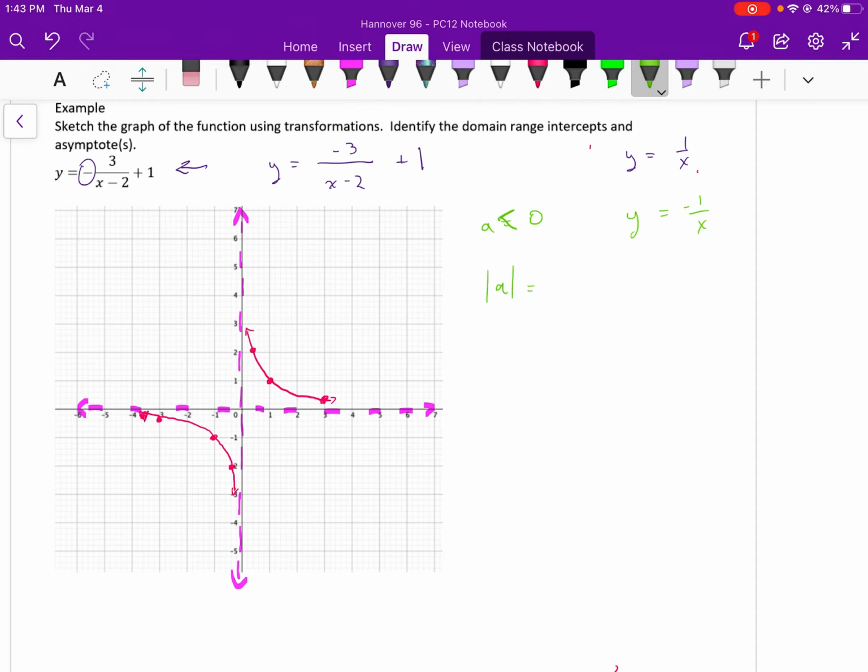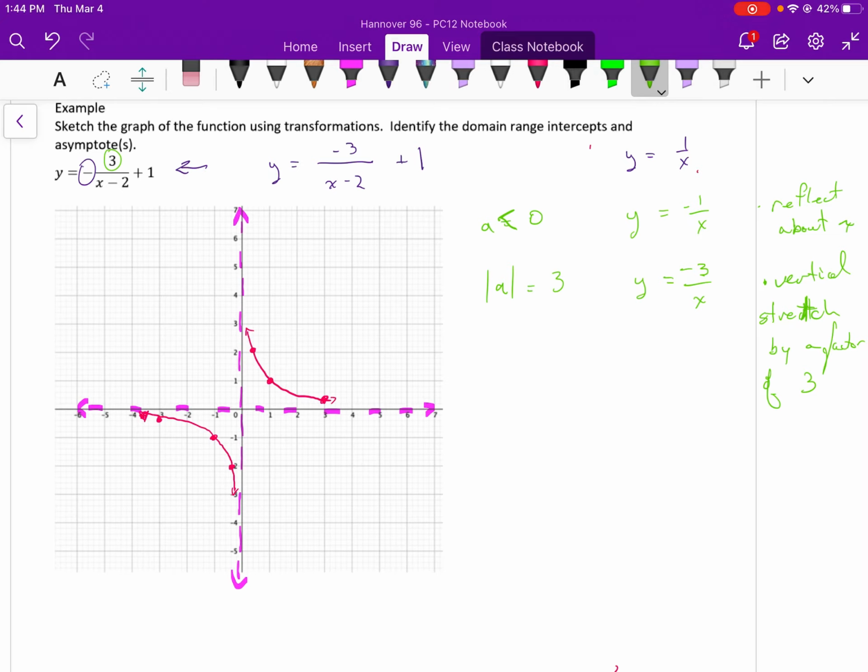If the absolute value of a here is 3, this means that we are going to vertically stretch it by a factor of 3. So this is reflect about x. This means vertically stretch by a factor of 3. So let's get started on this.